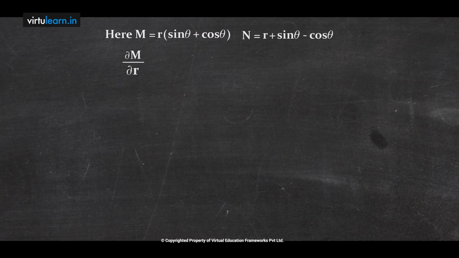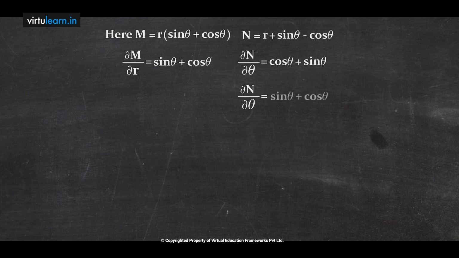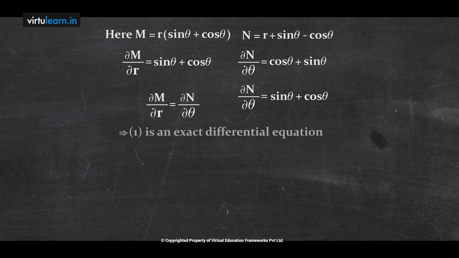∂M/∂r, partial differentiation with respect to r, gives sin theta plus cos theta. And ∂N/∂theta: the differentiation of r with respect to theta is 0, the differentiation of sin theta is cos theta, and the differentiation of cos theta is minus sin theta. Before the term we have a minus symbol, so minus into minus becomes plus: cos theta plus sin theta. Therefore, ∂N/∂theta equals sin theta plus cos theta. ∂M/∂r equals ∂N/∂theta, so this function satisfies the exact condition. Then equation 1 is an exact differential equation, which means you solve it by the exact method.